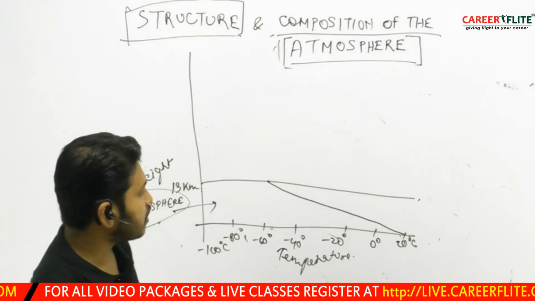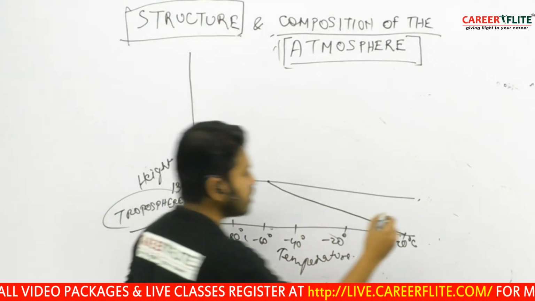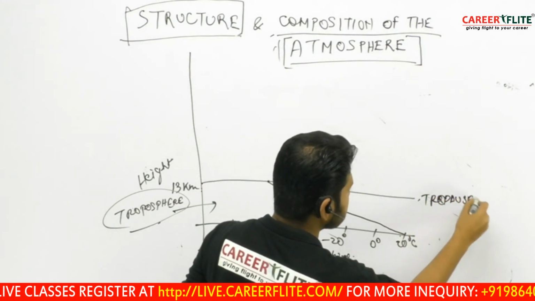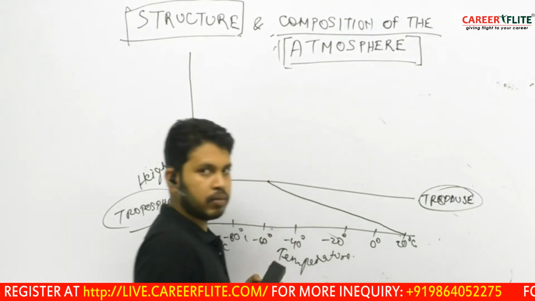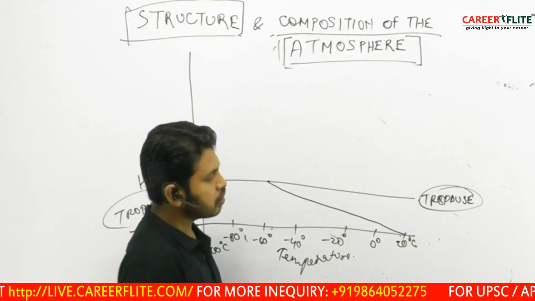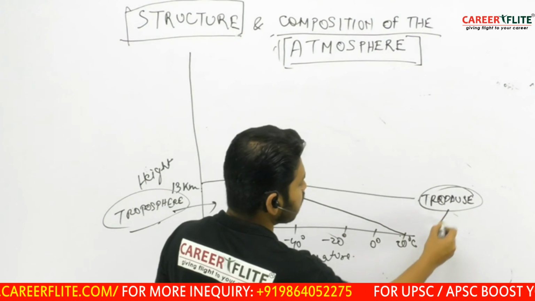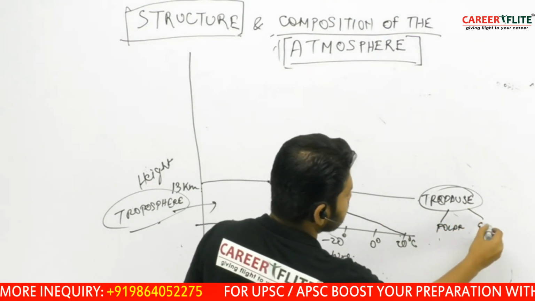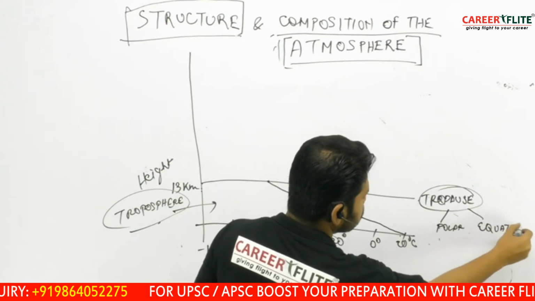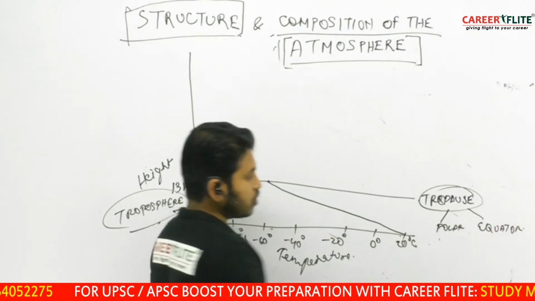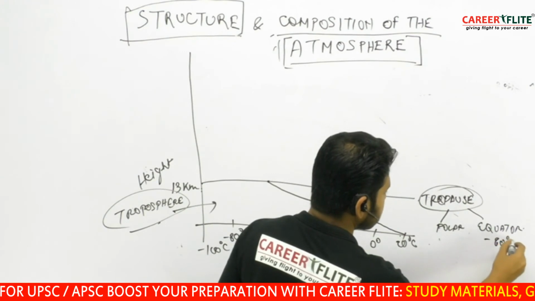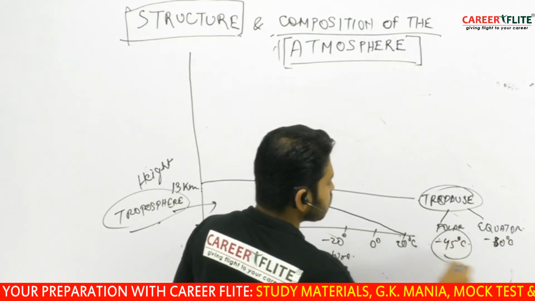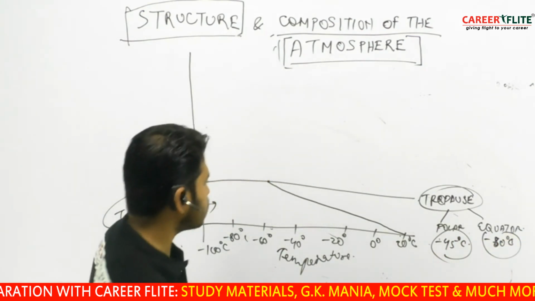This upper part is the tropopause. Here the temperature will be fixed. It won't change. There will be a pause in the temperature at the tropopause. At the tropopause, the temperature at the equator will be minus 80 degrees Celsius, and at the polar area it will be minus 45 degrees Celsius.